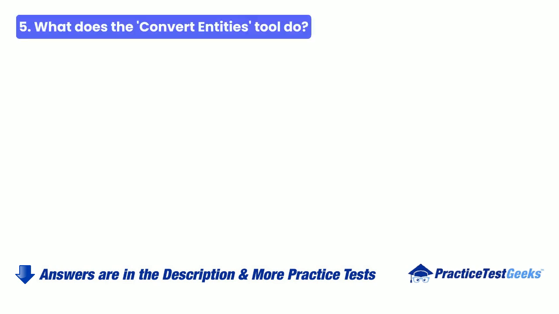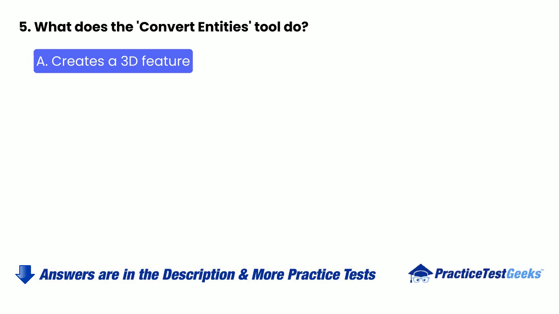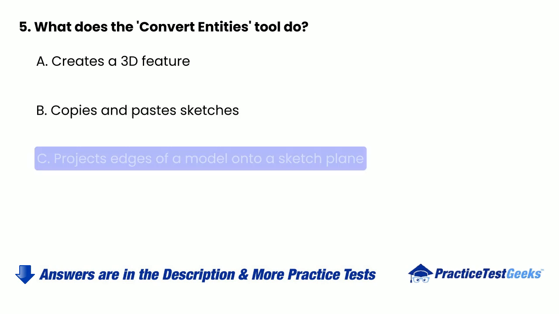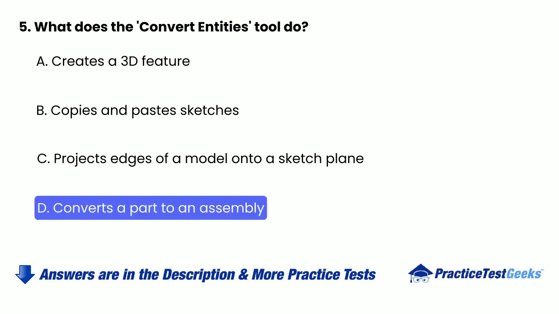5. What does the Convert Entities tool do? A. Creates a 3D feature. B. Copies and pastes sketches. C. Projects edges of a model onto a sketch plane. D. Converts a part to an assembly.